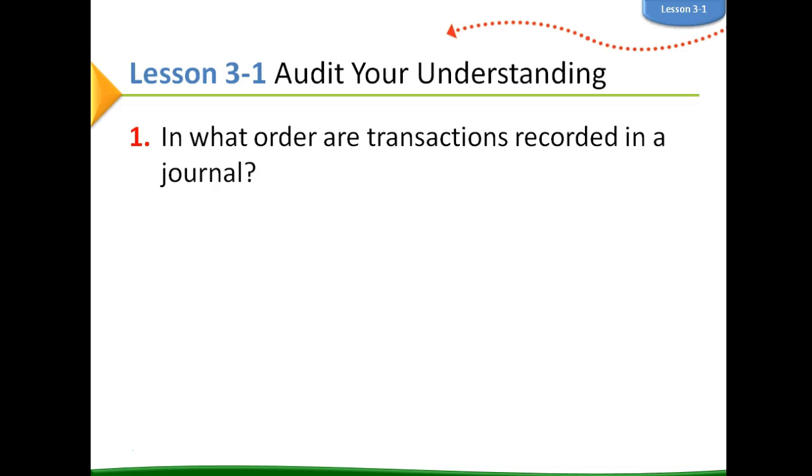All right, so in what order are transactions recorded in a journal? So what is the order that we use? We put them in by date. We start at the top with the current date, and then we just work right along through that journal as we go. The newer transactions would be towards the bottom then.